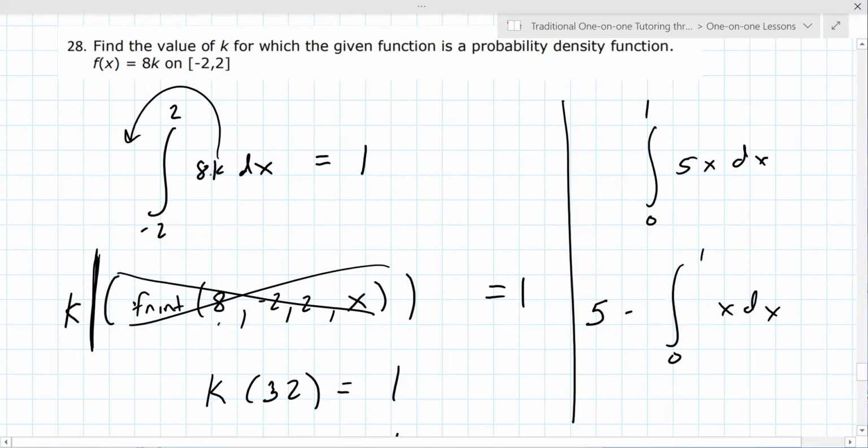You have to put an argument inside there. The way you could have done this is really weird, but it could have been 8k times the integral of 1 dx from negative 2 to 2. But you have to put something in there. Your calculator is expecting something in that position. So I couldn't change that to 8x dx? No, that would be really wrong. Yeah, any other variable besides x, I wouldn't include it.